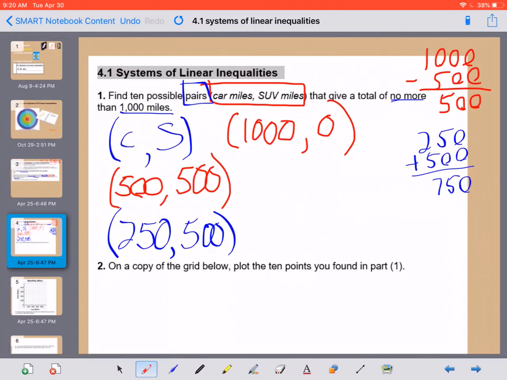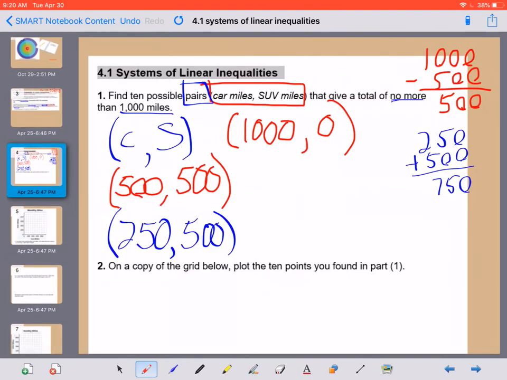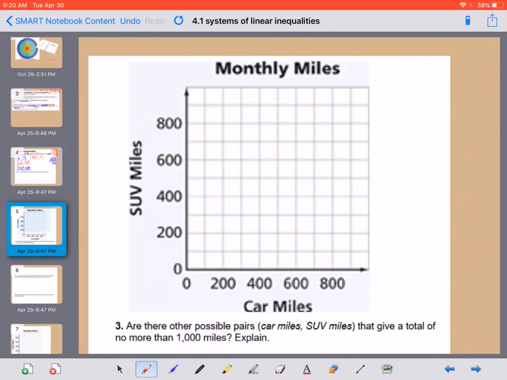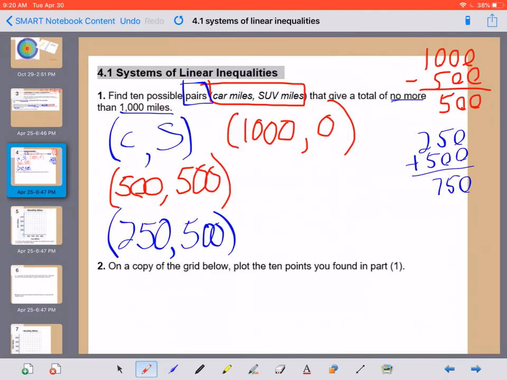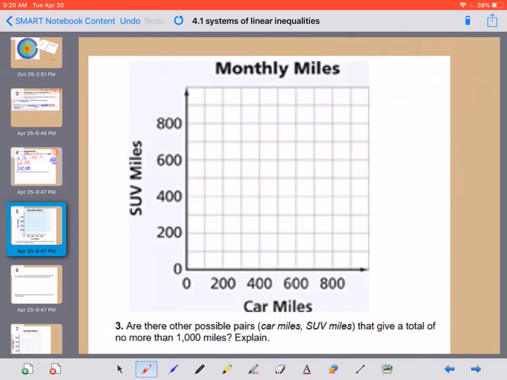So now I've given you 3 possible pairs. I want you to come up with the next 7. So pause the video and come up with those next 7, because after you come up with your 7, you are going to graph these on this graph. So I'm going to graph the 3 that I put. So the first one I saw was 500, 500. So I'm going to go to 500 car miles and 500 SUV miles, and I'm going to put a point right there.